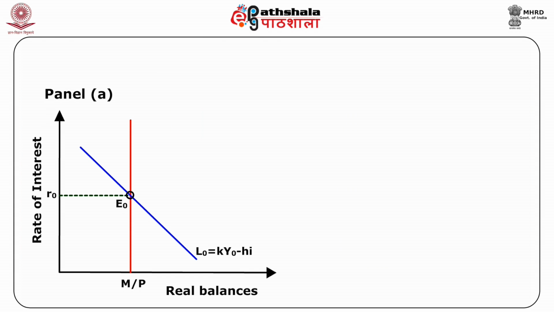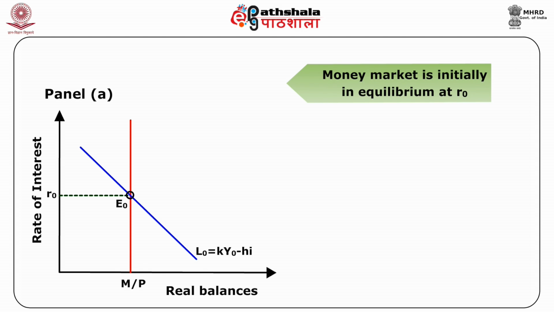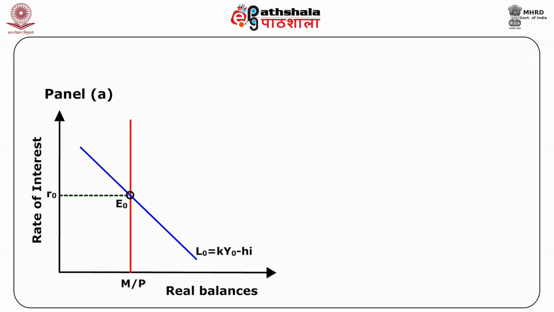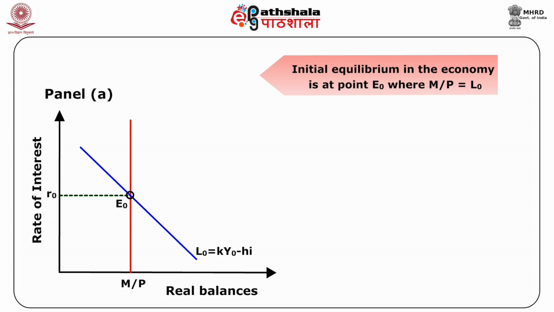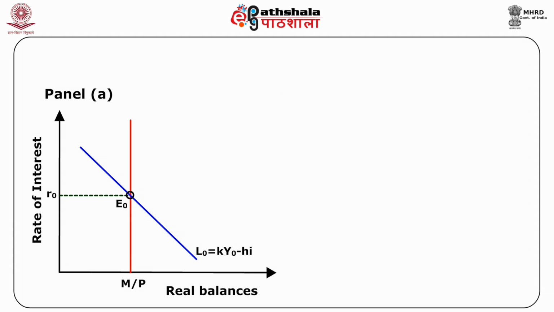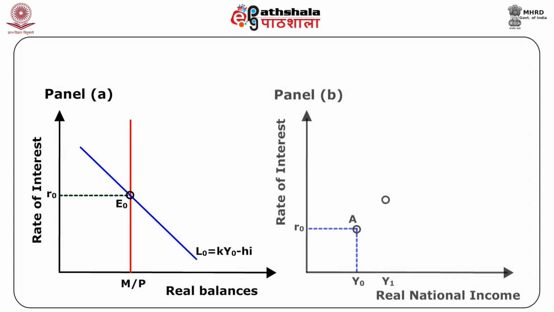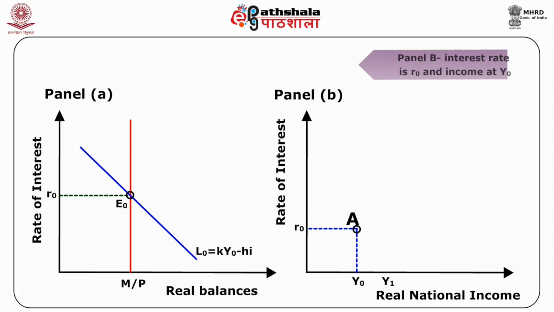Let us derive LM curve graphically. Suppose that the money market is initially in equilibrium at R0 with the supply of money M by P and the demand for money curve L0 as shown in panel A of the figure. In panel A of the figure, the initial equilibrium in the economy is at point E0 where M by P is equal to L0 and rate of interest is R0. And at this point, the level of income is Y0. In panel B, the point corresponding to E0 is recorded as point A where interest rate is R0 and income is Y0.